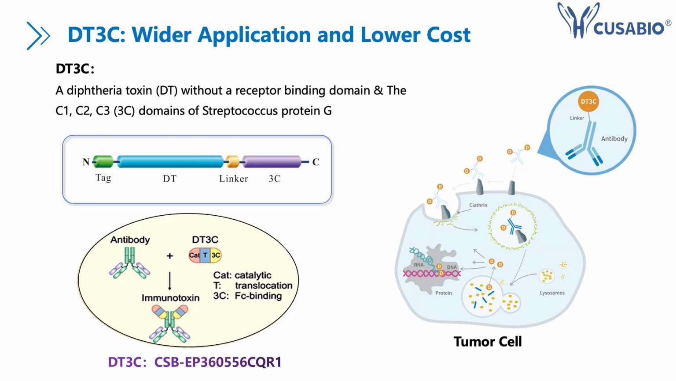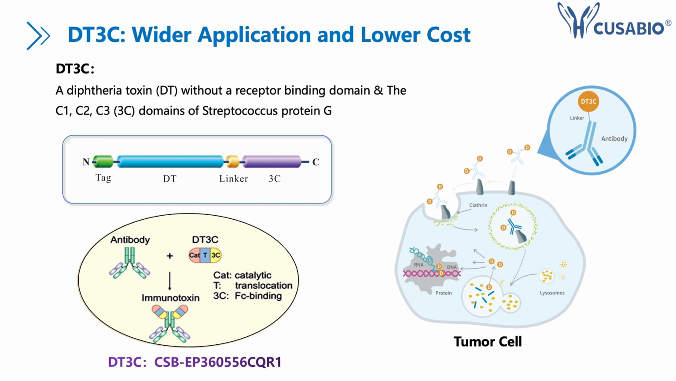Okay, finally, let's come back to our recombinant DT3C. So what is recombinant DT3C? You see that we have a diphtheria toxin without the receptor binding domain, and we link it to the 3C domain of Streptococcus protein G. So this is a recombinant protein.